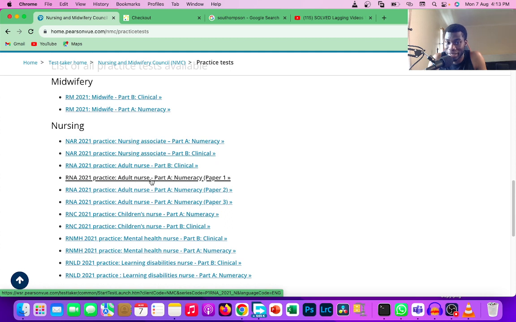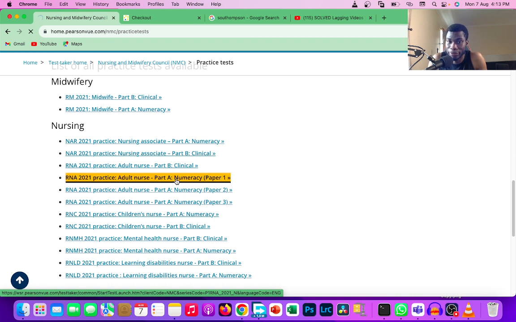Adult nurse part A. So this is the part A we're talking about, the numeracy. There are about 3 of them here, which you can practice, all of them. So 1, 2, 3, they are all numeracy. And then this is the part B, the theory aspect, which is supposed to be 100 questions, and this is 15 questions. You need 14 out of this. So I'm just going to do a demonstration of how to go about with the part A.